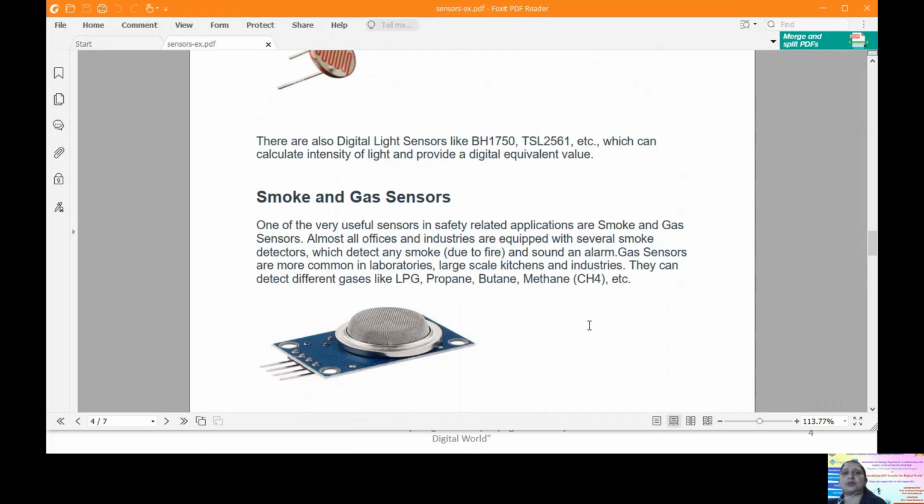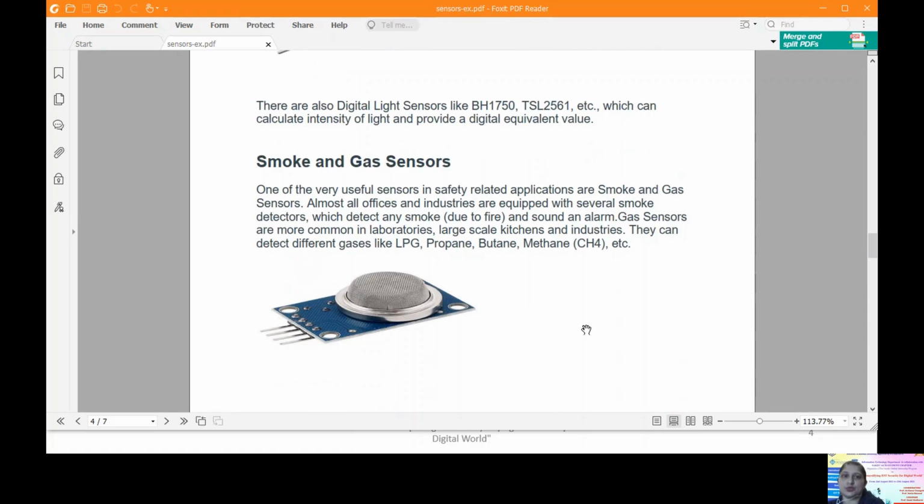The next example of sensors is the smoke and gas sensor. These are very useful sensors in safety related applications. Almost all offices and industries are equipped with several smoke detectors which detect any type of smoke due to fire, and then sound the alarm.